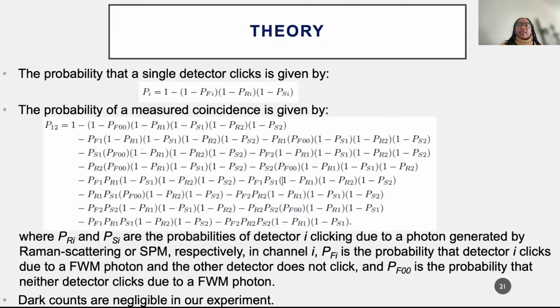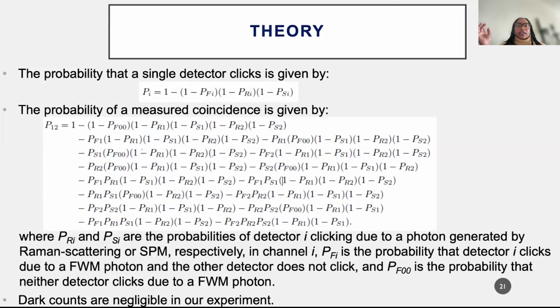So here we have the theory of detection. Basically, we have the probabilities of a noise photon due to self-phase modulation, which models the behavior of the entangled photon. I'm going to go through this quickly. P_i is the probability that there's a single count in channel i, and P_12 is the probability that there is a coincidence detection.